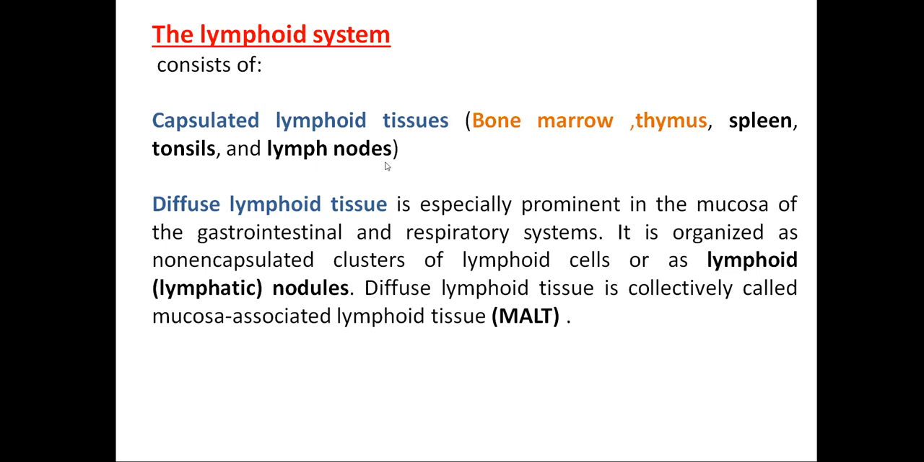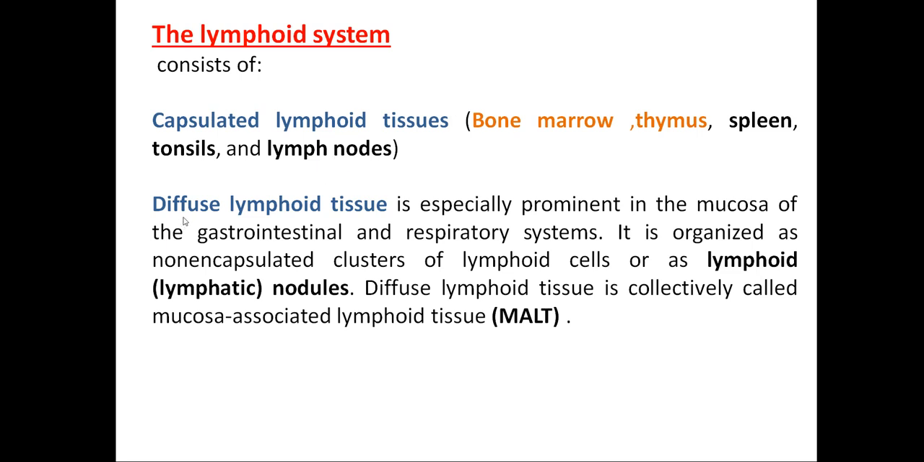lymph nodes. The capsulated lymphoid tissue is divided into primary lymphoid tissue, which is the bone marrow and thymus, and the spleen, tonsil and lymph nodes, which are the secondary lymphoid tissue. I mean the capsulated lymphoid tissue is divided into primary, as in bone marrow and thymus, and secondary, as in spleen, tonsil, and lymph nodes.